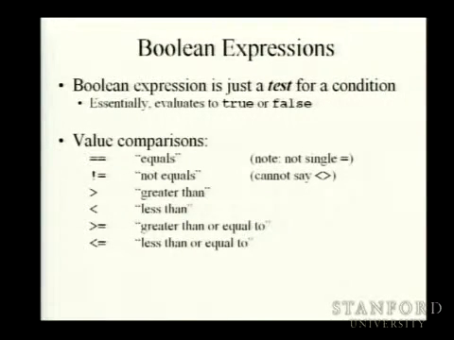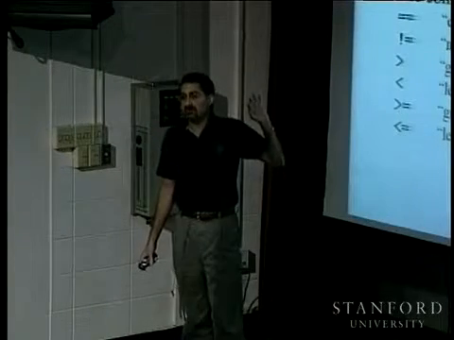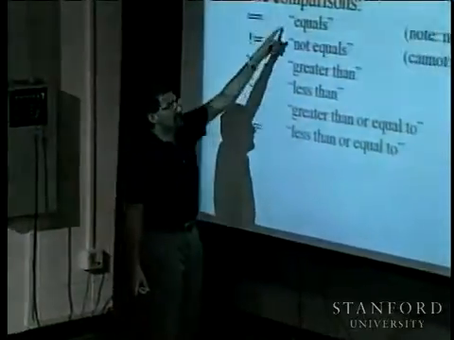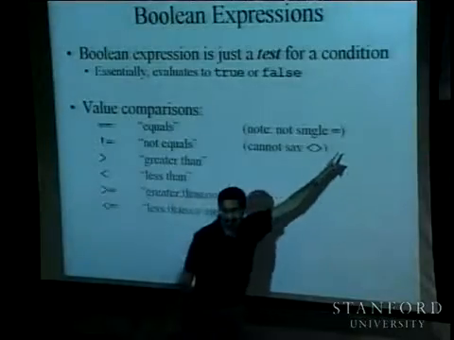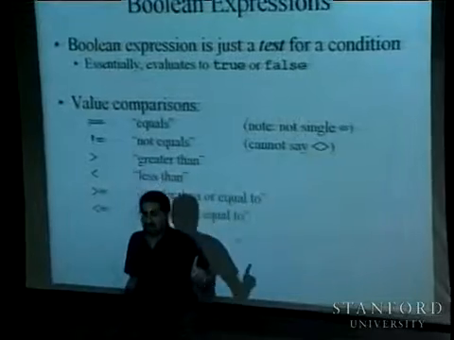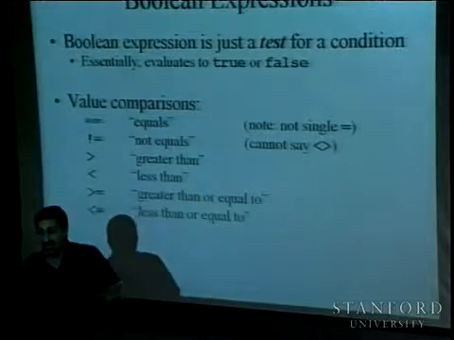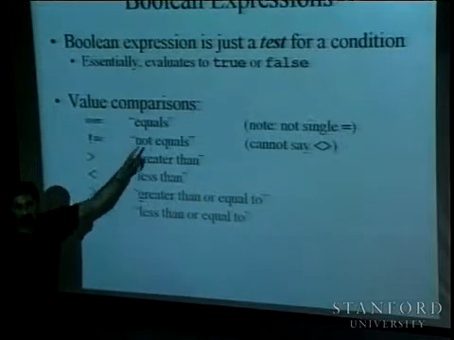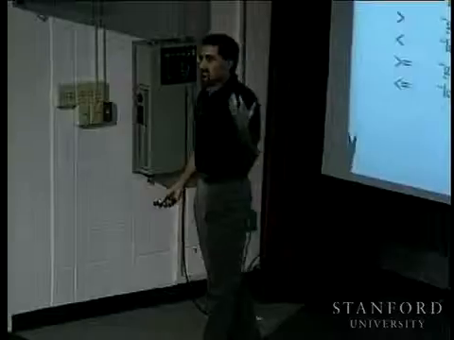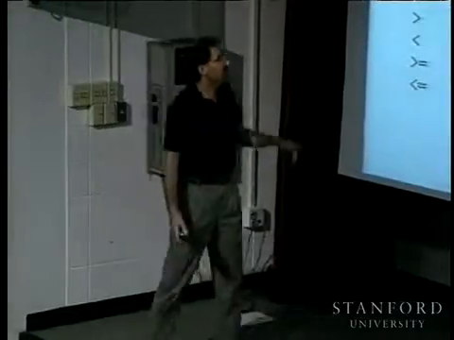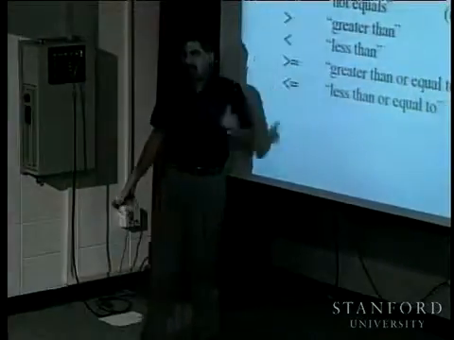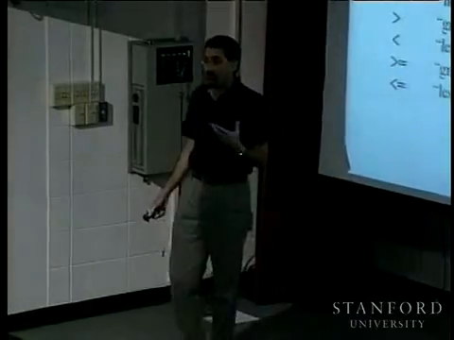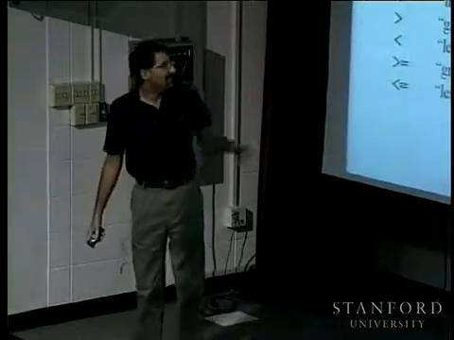There's a bunch of different value comparisons you can do. Like equal equal, two equals in a row, no space, is equals. It means, does A equal B? It is not a single equal. What does single equal mean? Assignment, right? When you say x equals 5, that's assignment. When you say x equal equal y, that is a Boolean expression that evaluates to true if x and y are the same.